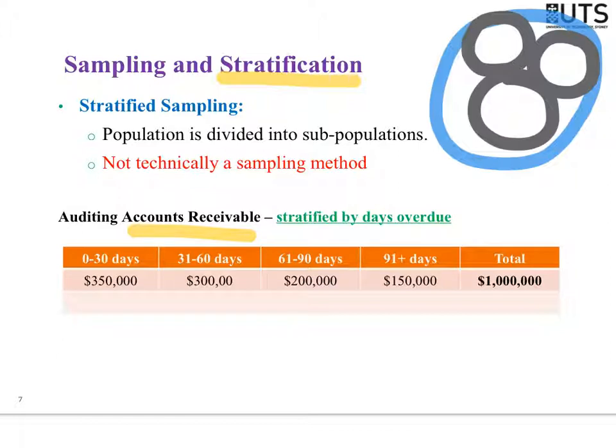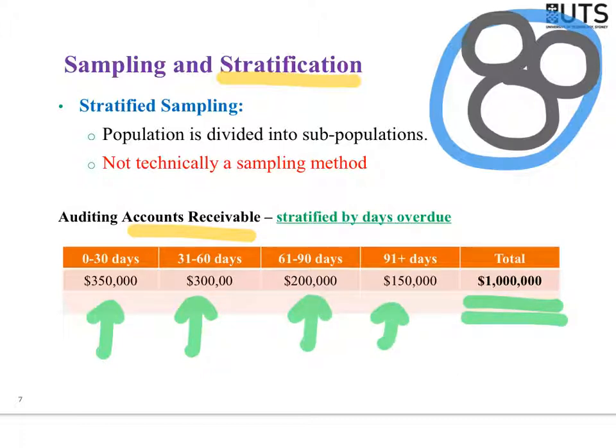Now look at the table that I've drawn up for you. With accounts receivable, we often don't focus on just the total. So instead of looking at accounts receivable from the perspective of it's $1 million, we break it down into smaller groups. Now, a way that we do that, and for accounts receivable this is quite relevant, is we actually stratify, or we break it down, based on the number of days it has been overdue. So remember, accounts receivable is money owed to the business by customers. So we then stratify, we break it down based on how long it has been overdue.